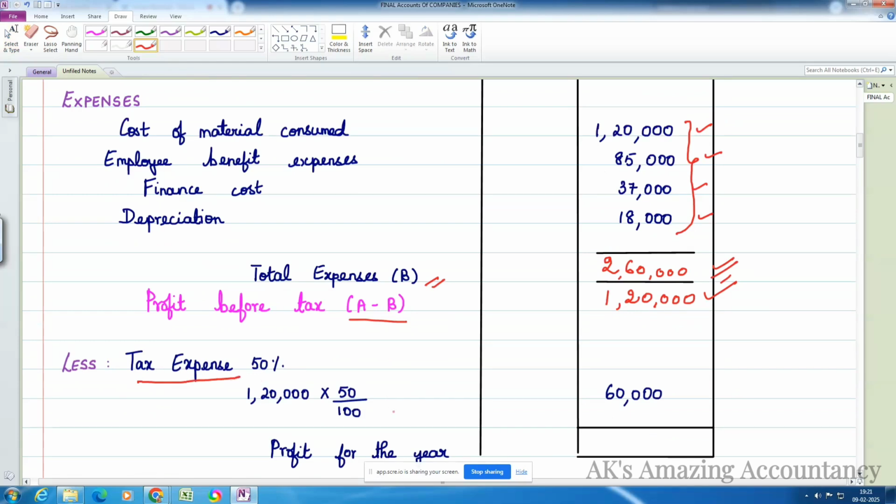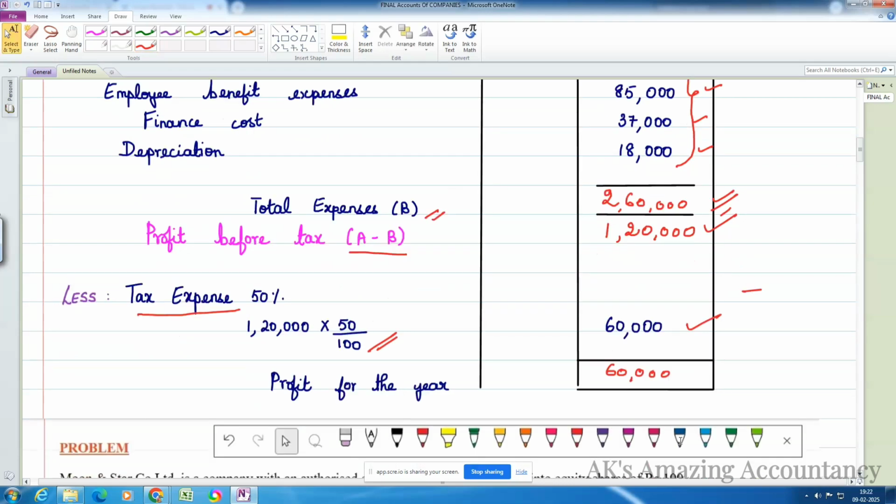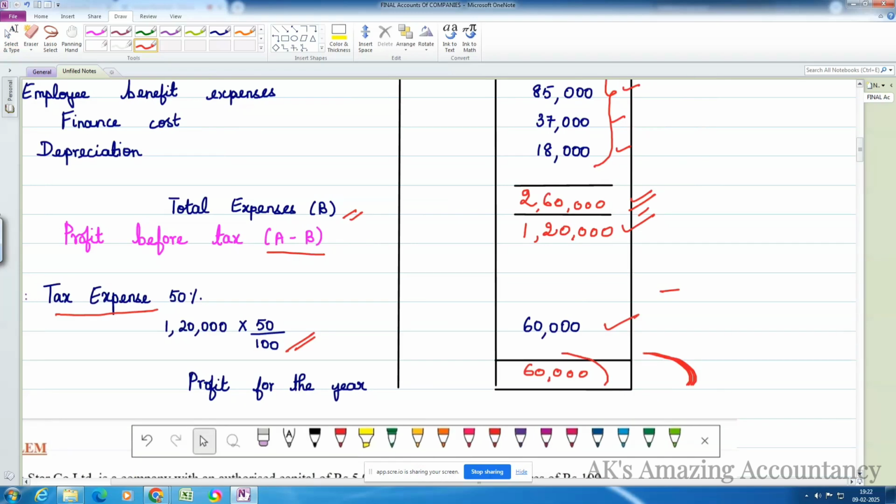So how much is the tax expense? As per the problem, the tax expense is given as 50%. So on the profit of 1,20,000, we will be calculating 50%, that is 50 by 100, which will give you 60,000. So from 1,20,000, when you deduct 60,000, you will be getting a balance of 60,000, and this 60,000 will be called as the profit for the year. So how much is the profit for the year? The profit for the year is 60,000. So this is the final answer we have.